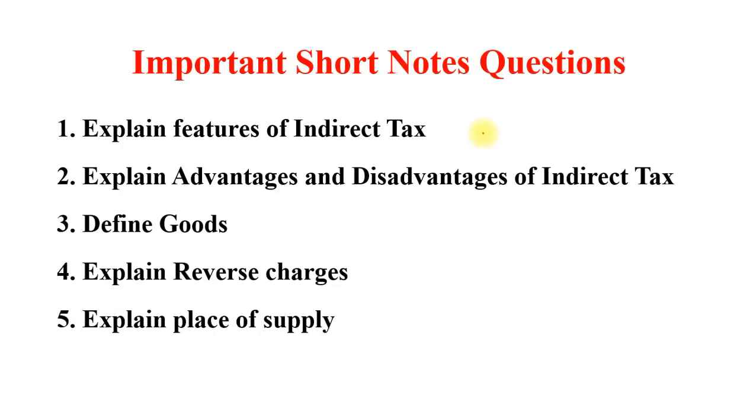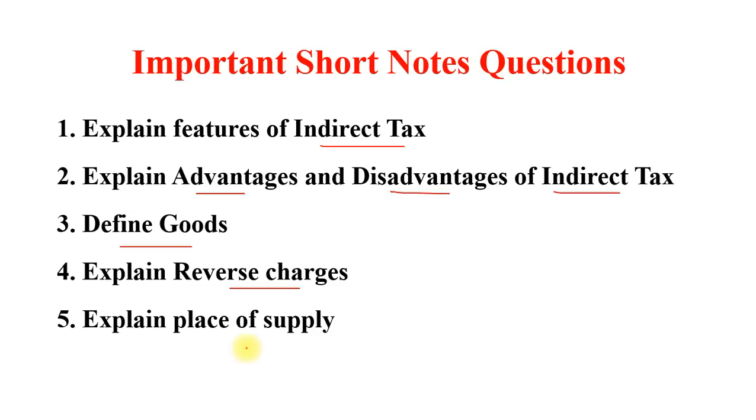Number one, explain the features of indirect tax. Second, explain the advantages and disadvantages of indirect tax. Third, define goods. Whenever we talk about define goods, it means defining goods and all the types which come under goods. Fourth, explain the reverse charge mechanism. Fifth, explain place of supply. So these are the first five important short notes that you'll need to cover.